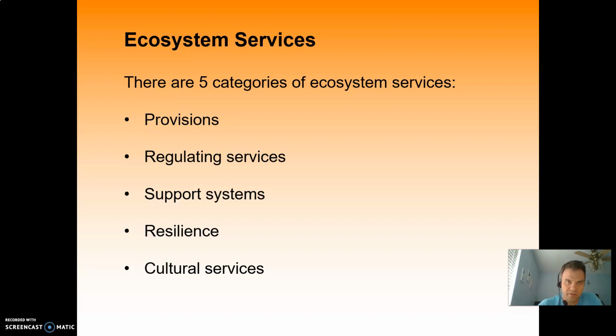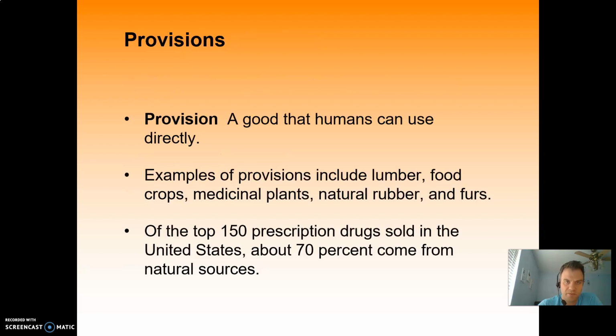So when we look at these ecosystem services and these instrumental value and intrinsic value, we categorize them in 5 different ways. We look at provisions, regulating services, support systems, resilience, and cultural services. A provision is a good that humans use directly. Examples of provisions are, like what I said before, lumber, food, crops, medicinal plants, natural rubber, and furs.